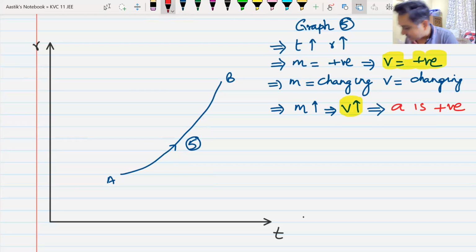Do we understand this? Velocity is positive and velocity is increasing. Acceleration must be in the same direction. Do we understand this, or has this gone above our head?